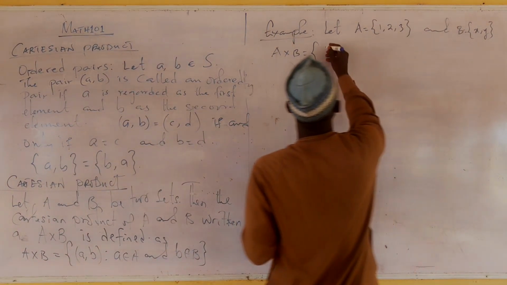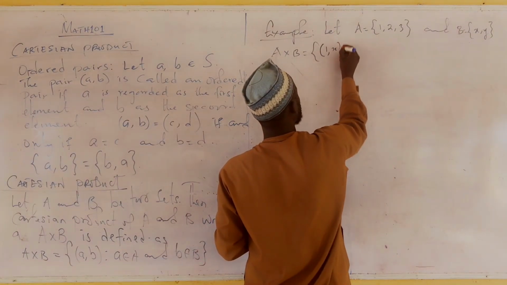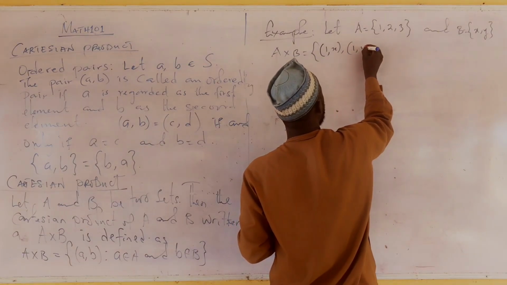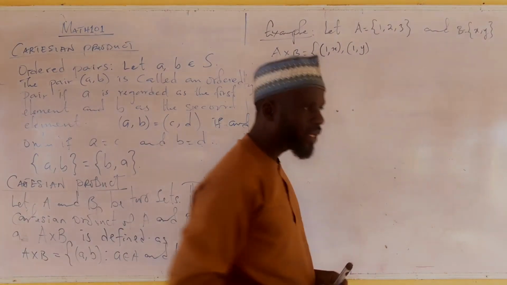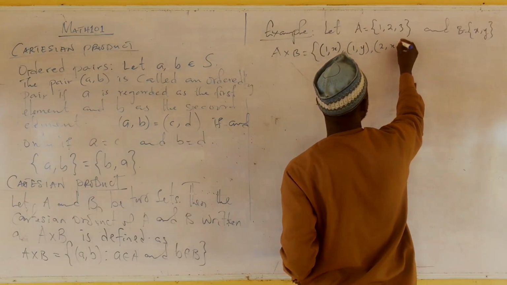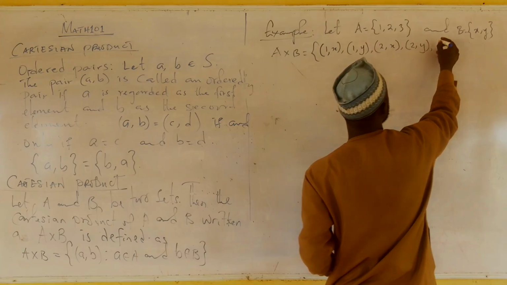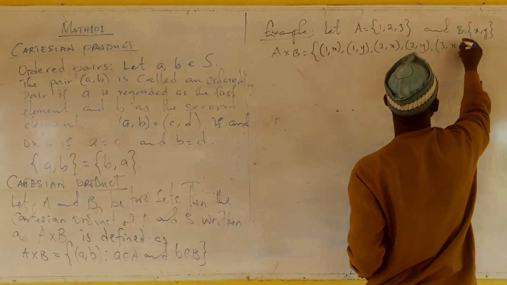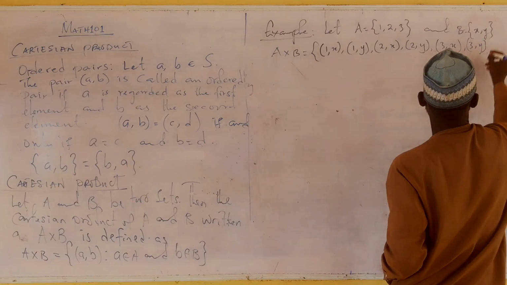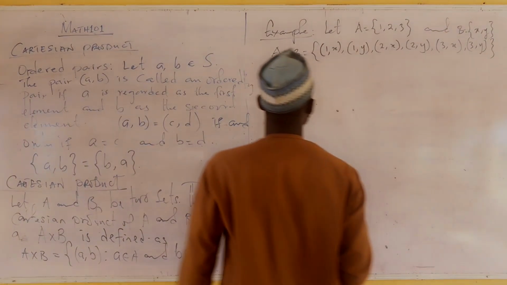So you have the ordered pair 1 comma x, and then 1 comma y. So we are done with 1. We go to 2. So we have the ordered pair 2 with x, and then 2 with y, and then we go to the next element 3. So 3 with x, and then 3 with y. And that is the meaning of A cross B here.